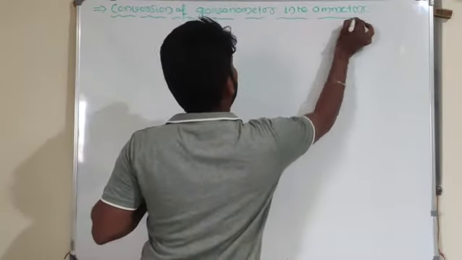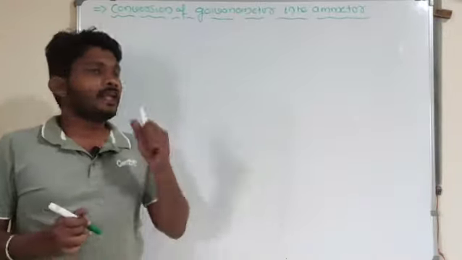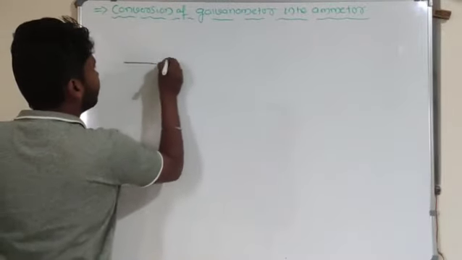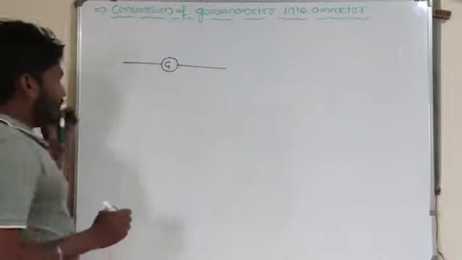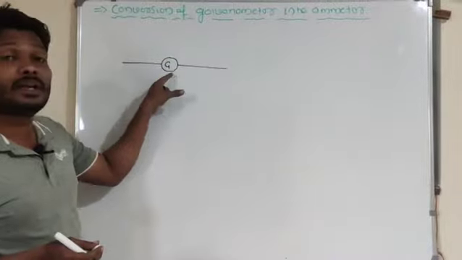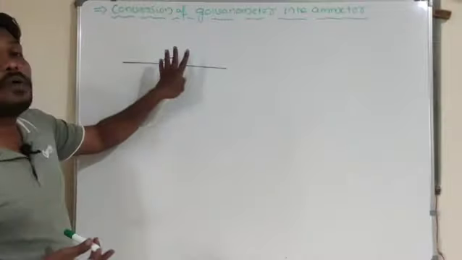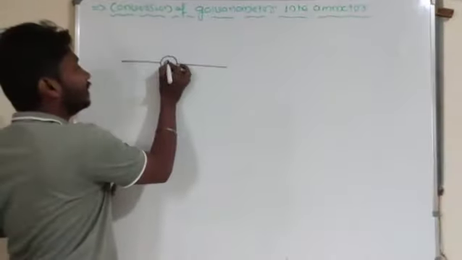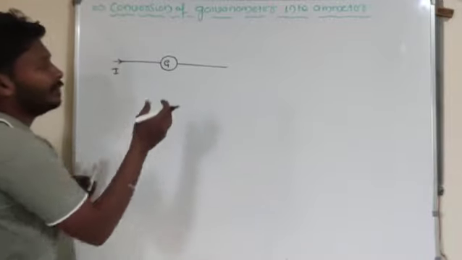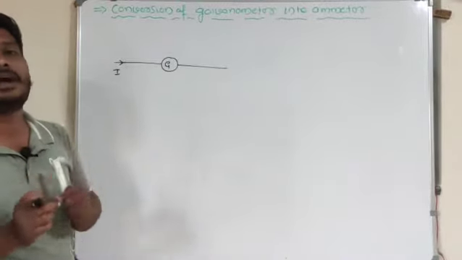In order to convert the galvanometer into an ammeter, what do I have to do? Look here. For example, if I take this galvanometer, whenever a high amount of current enters this galvanometer, there is a possibility of damage. Now I want to avoid the damage of this galvanometer.